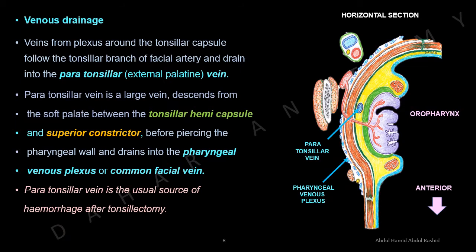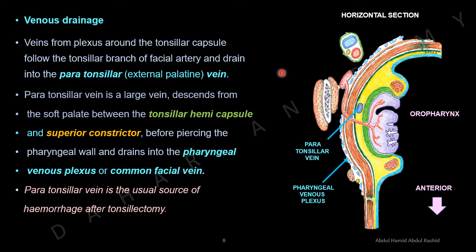Venous drainage of the palatine tonsil. This is again the right lateral wall of the pharynx, horizontal section. This is anterior, this is posterior, this is oropharynx, this will be the oral cavity. This is inside, this is lateral or outside.